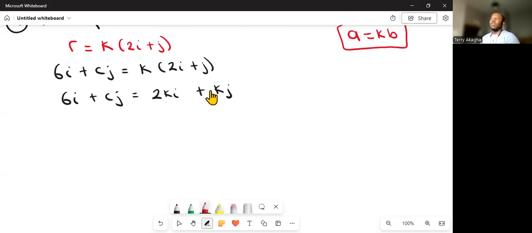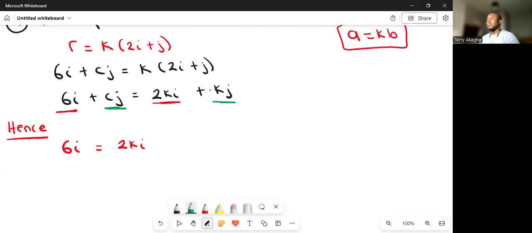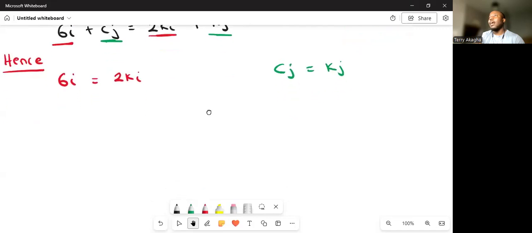So like I told you, for this to be equal, all the i's on the left-hand side must be equal to all the i's on the right-hand side, right? So we're going to have 6i must be equal to 2ki. Then the j's on the left-hand side must equal the j's on the right-hand side. So we're going to have cj is equal to kj. All right. So I'm going to solve the i's first.